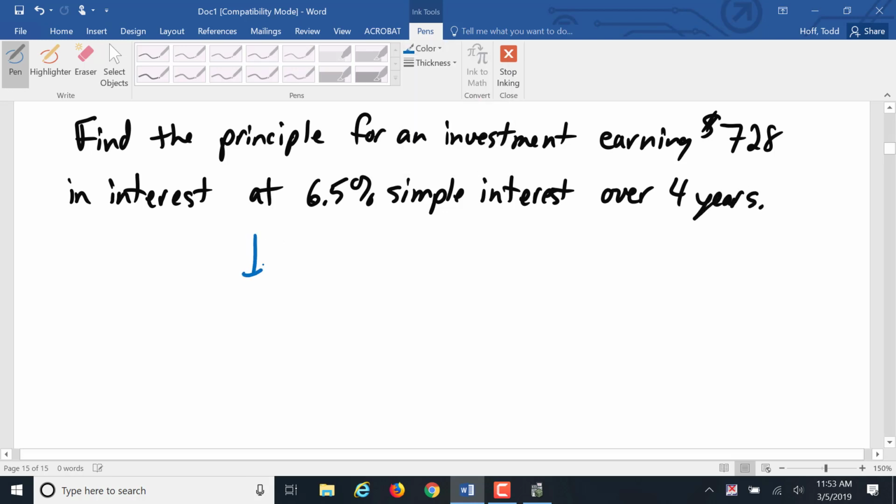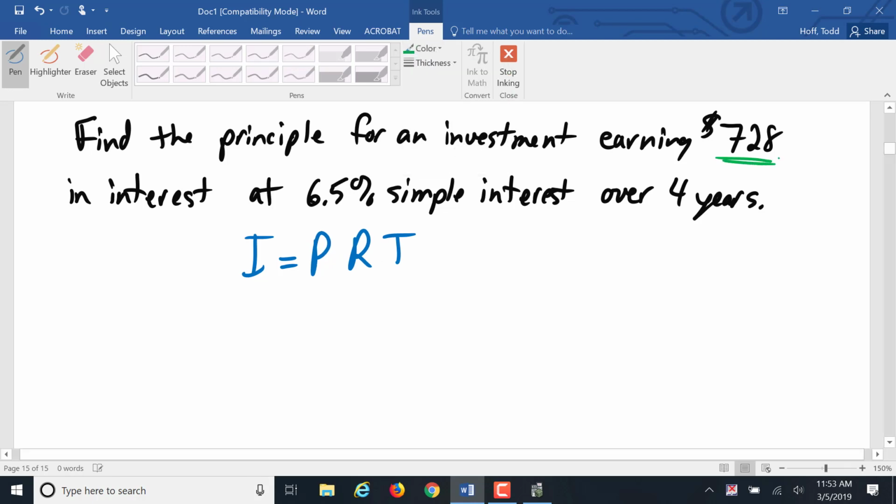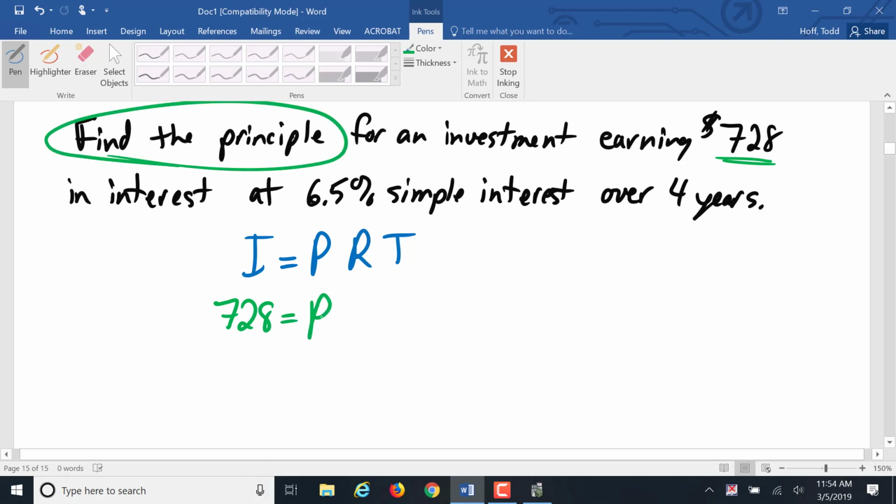So our formula is still I equals PRT, principal times rate times time. Only this time we have the interest. We have I is $728. We're asked to find the principal, so P is going to stay in there, times our rate, 6.5% is 0.065, and our time is 4 years.